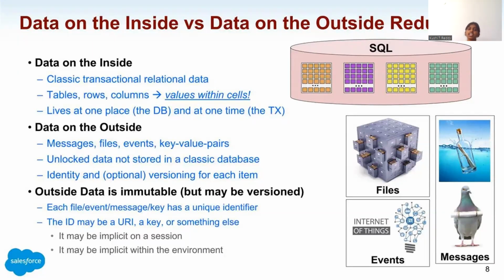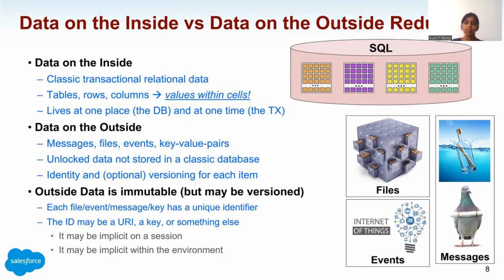So the basic thing is that data on the inside is classical transactional relational data, and it is stored in the form of rows and columns. It lives in one place and at one time, whereas data on the outside is in the form of messages, files, and key value pairs. So it is unlocked data, but it is not stored in the databases. It is identified by versions. So you'll have different kinds of versions in this.